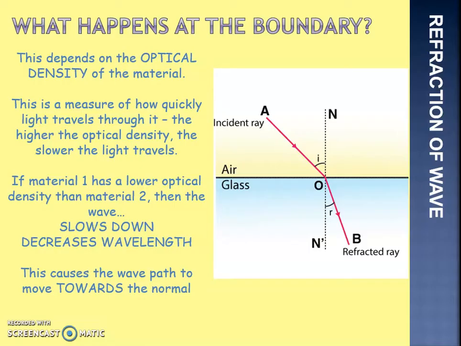So if material 1 has a lower optical density than material 2, so from the diagram here, the material at the top and the material at the bottom, the wave will slow down and decrease wavelength. So if it's going into a material that has a higher optical density, the wave will slow down and the wavelength will go lower. This causes the wave path to bend towards the normal.